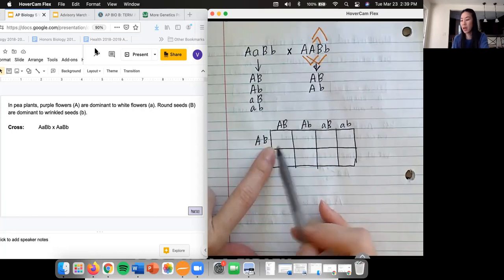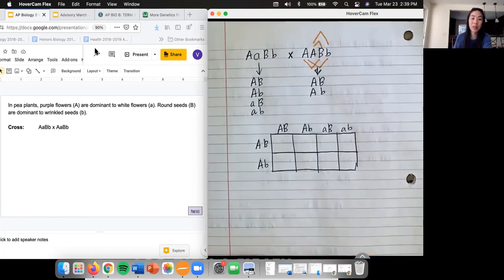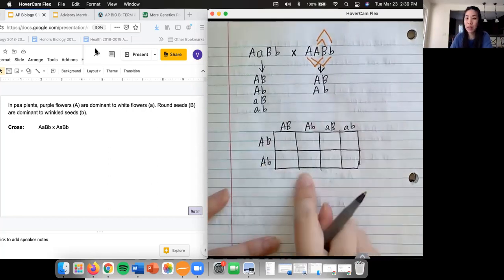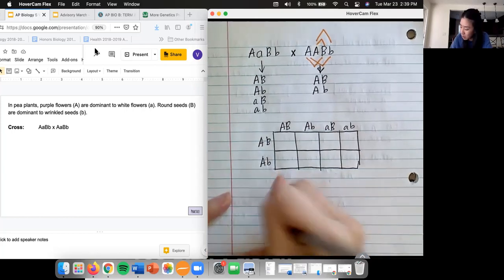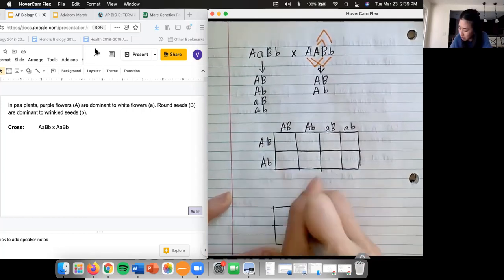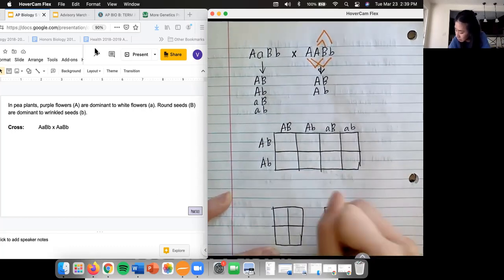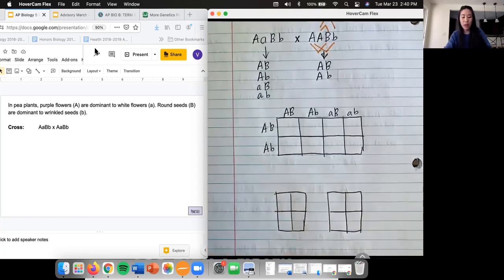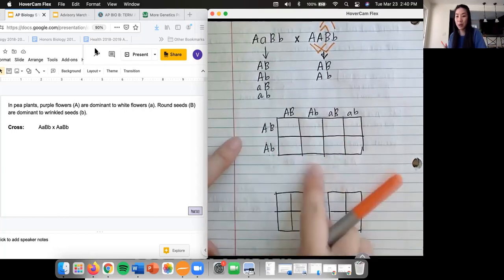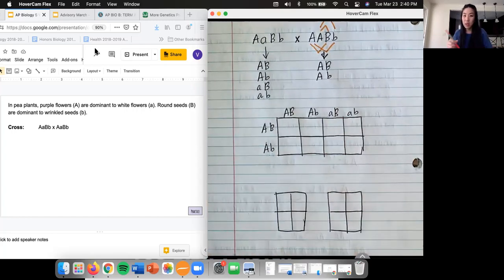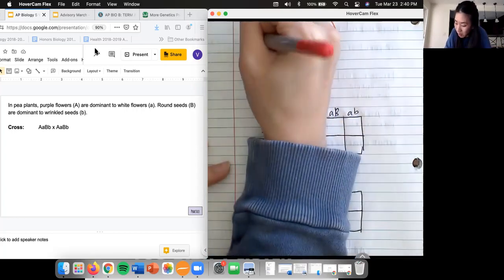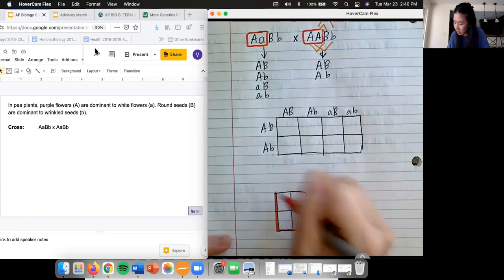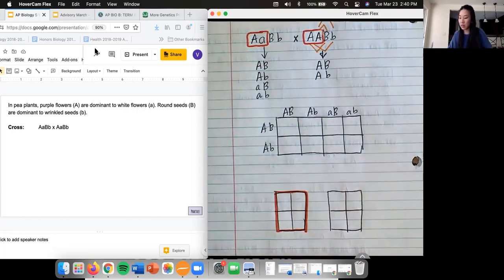Now there is another shortcut way, and I think some of you already saw how to do this. Instead of doing a big Punnett square like this, you can also do two smaller Punnett squares. Each Punnett square is a different trait. So instead of doing a big massive one, you could just do the A's crossed with each other. So in red, I could just cross the A's.